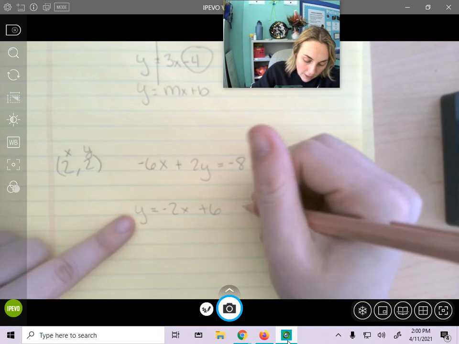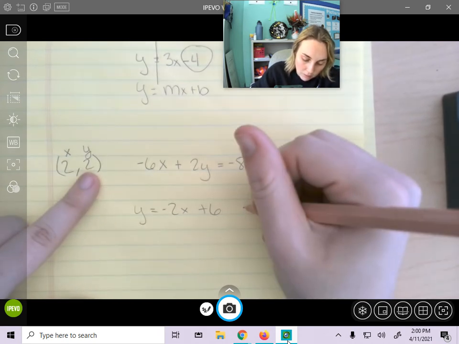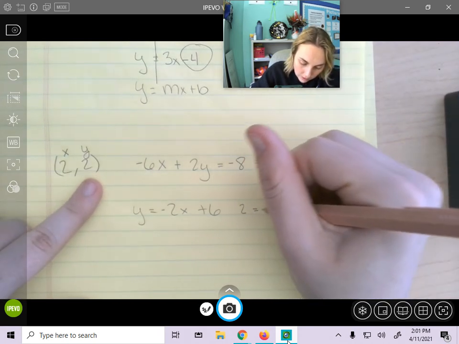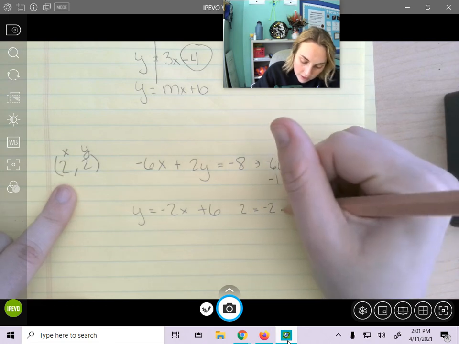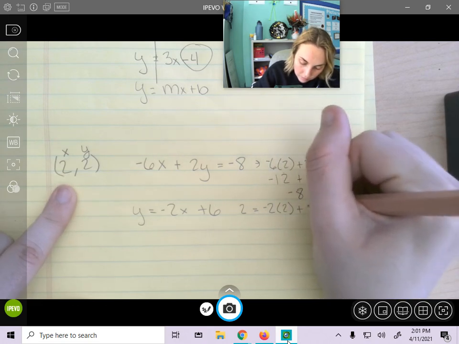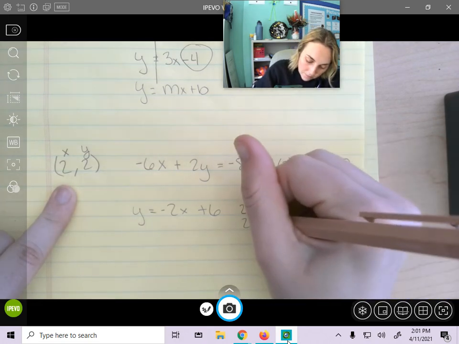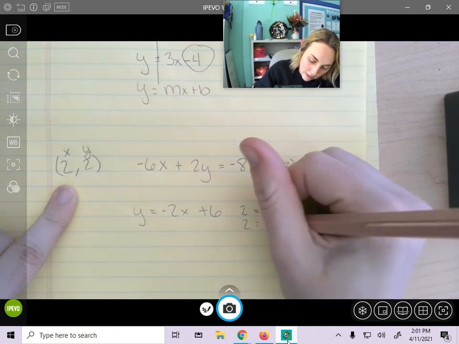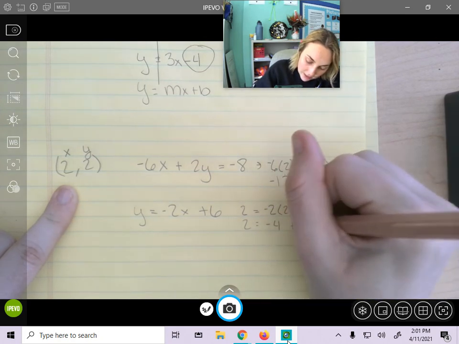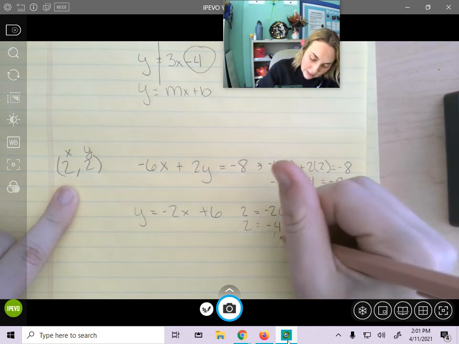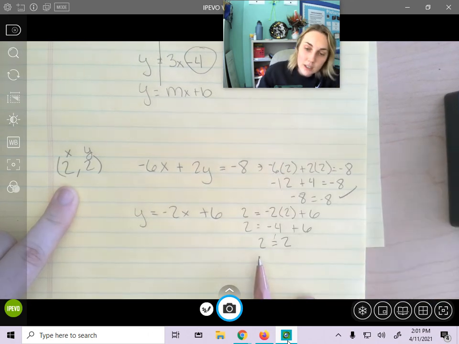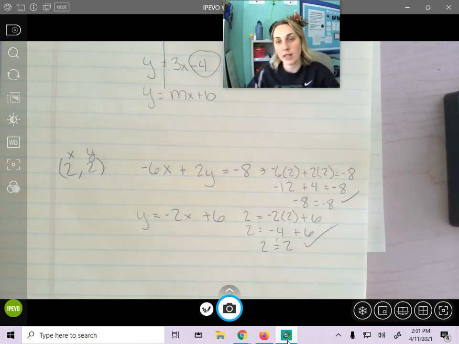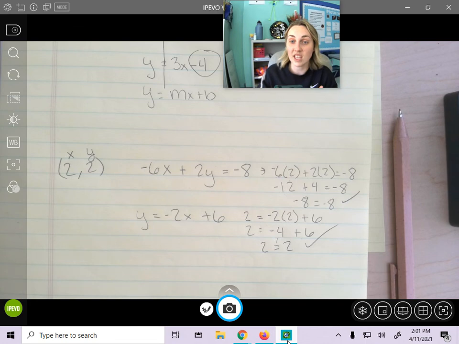So same thing. My y value goes first in this particular equation, so I'm going to substitute my 2. My x value is also a 2. Now I'm going to solve. -2 times 2 is going to give me a -4 plus 6. -4 plus 6 does give me a +2. 2 is equal to 2, so it does work out. So if you do want to check your work, that's how you do it. You're just going to plug your ordered pair into both equations to make sure it works out.